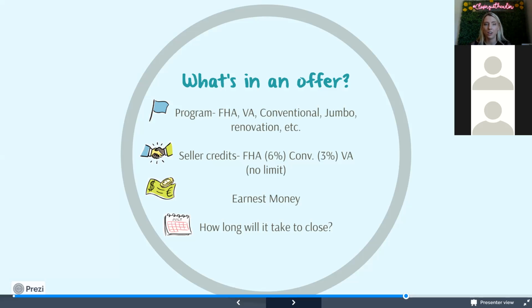Earnest money, how much are we putting down in earnest money, and how long will it take to close? This is probably the biggest one, and this is why I harp on getting that buyer advantage so we can come in and offer that really quick turnaround time.